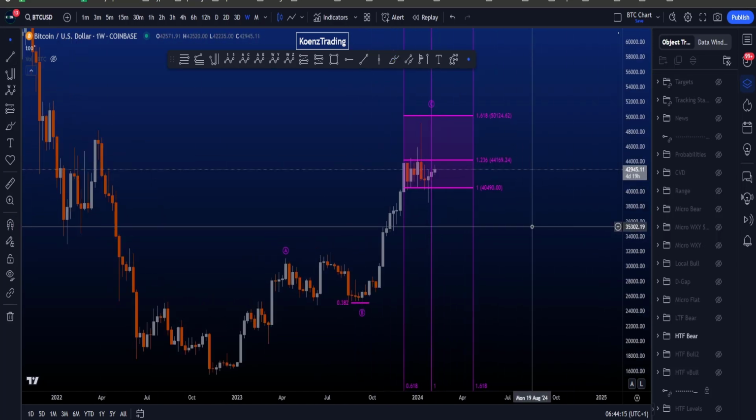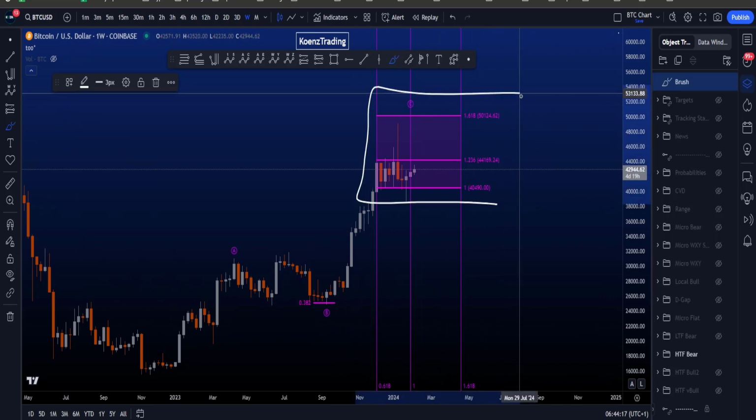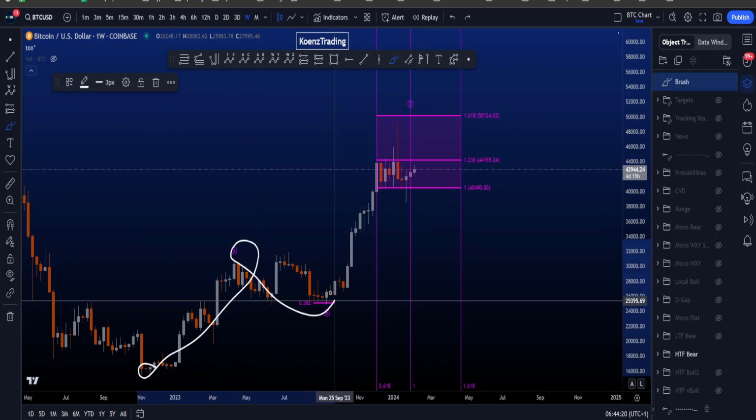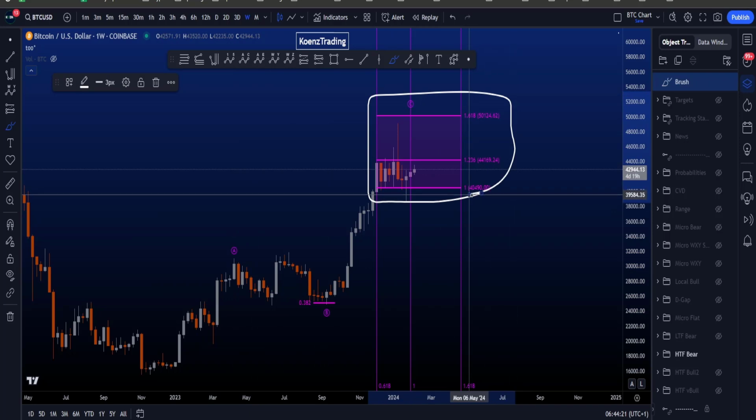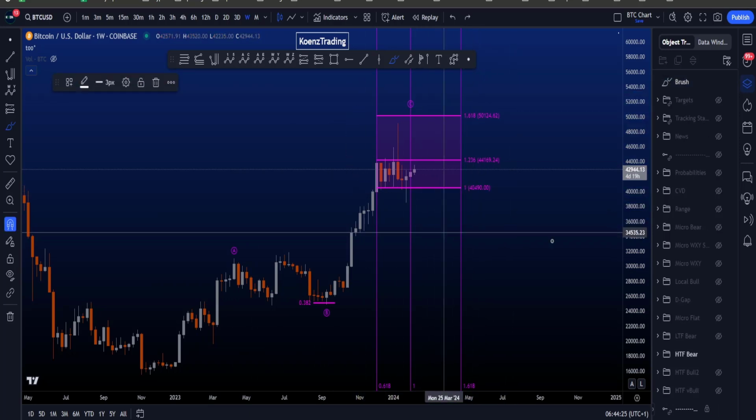Common target area for C is between the 1 and the 1.618, taken from the low to the high of A to the low of B, between 40 and 50k. That's very nice. That is where we are at the moment.